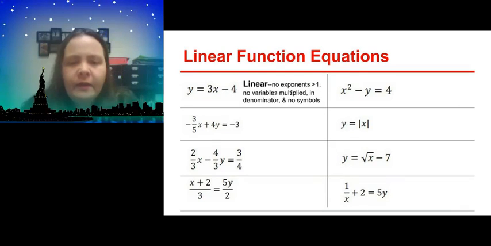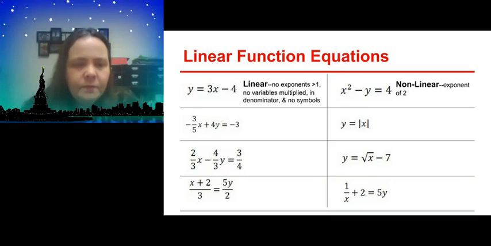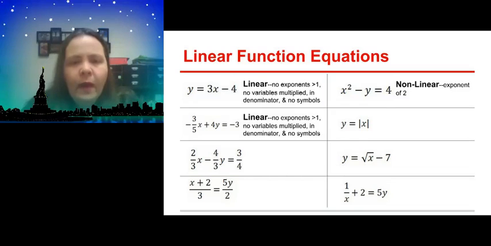If we look at x squared minus y equals 4, we're going to notice that we have an exponent of 2. That immediately tells us that this is nonlinear because it has an exponent of 2. Looking at the -3/5 x plus 4y equals -3, you might want to say, well, that has fractions in it, so we need to think about that. But look at the fraction. The variable is not in the denominator. X is just multiplied by that fraction, and there are no exponents greater than 1, and therefore this is linear.